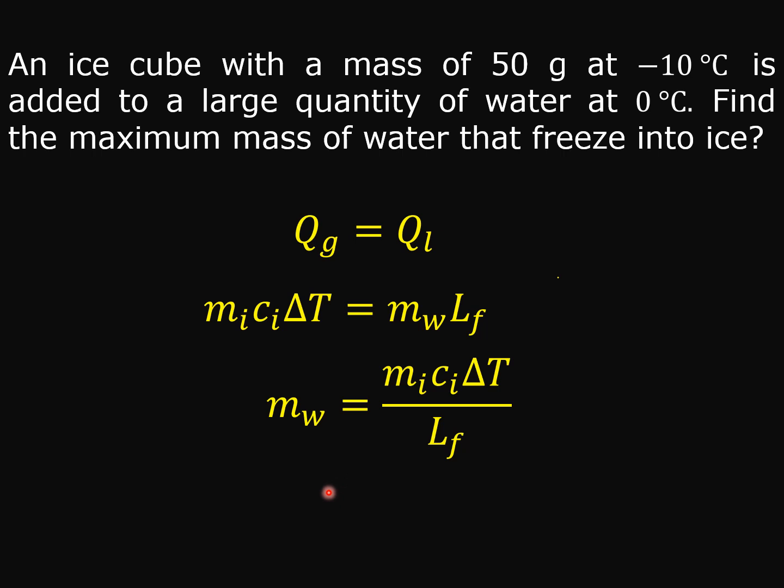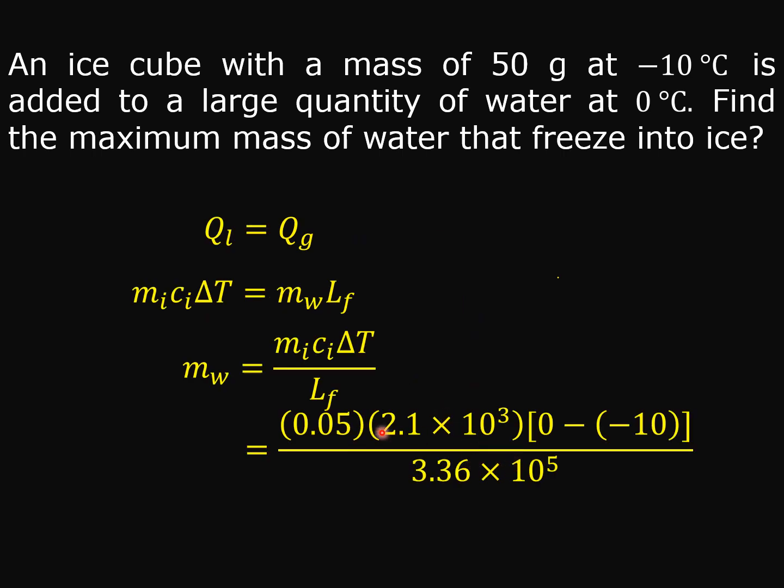Since we want to find the mass of the water that freezes into ice, which is the M_W, mathematically we make M_W the subject of the equation. So we get M_W equal to M_I C_I delta T over L_F. Basically, we move the L_F to the other side, but in writing we put the M_W, which is the subject, at the left hand side. Also, we have these expressions.